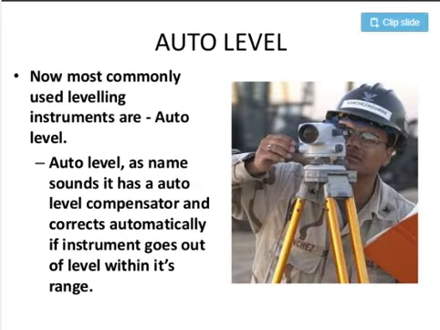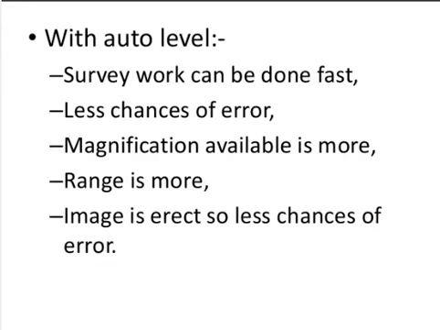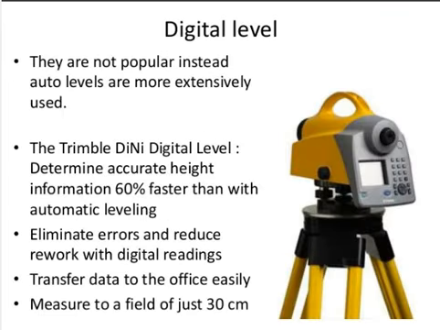Next, the auto level is the most commonly used now. The dumpy level is no more in use. The auto levels are very fast because there are fewer chances of error. The magnification is more, and because magnification is more, the range is also more. The image is erected in such a way that there are fewer chances of error when taking down the readings from the staff.